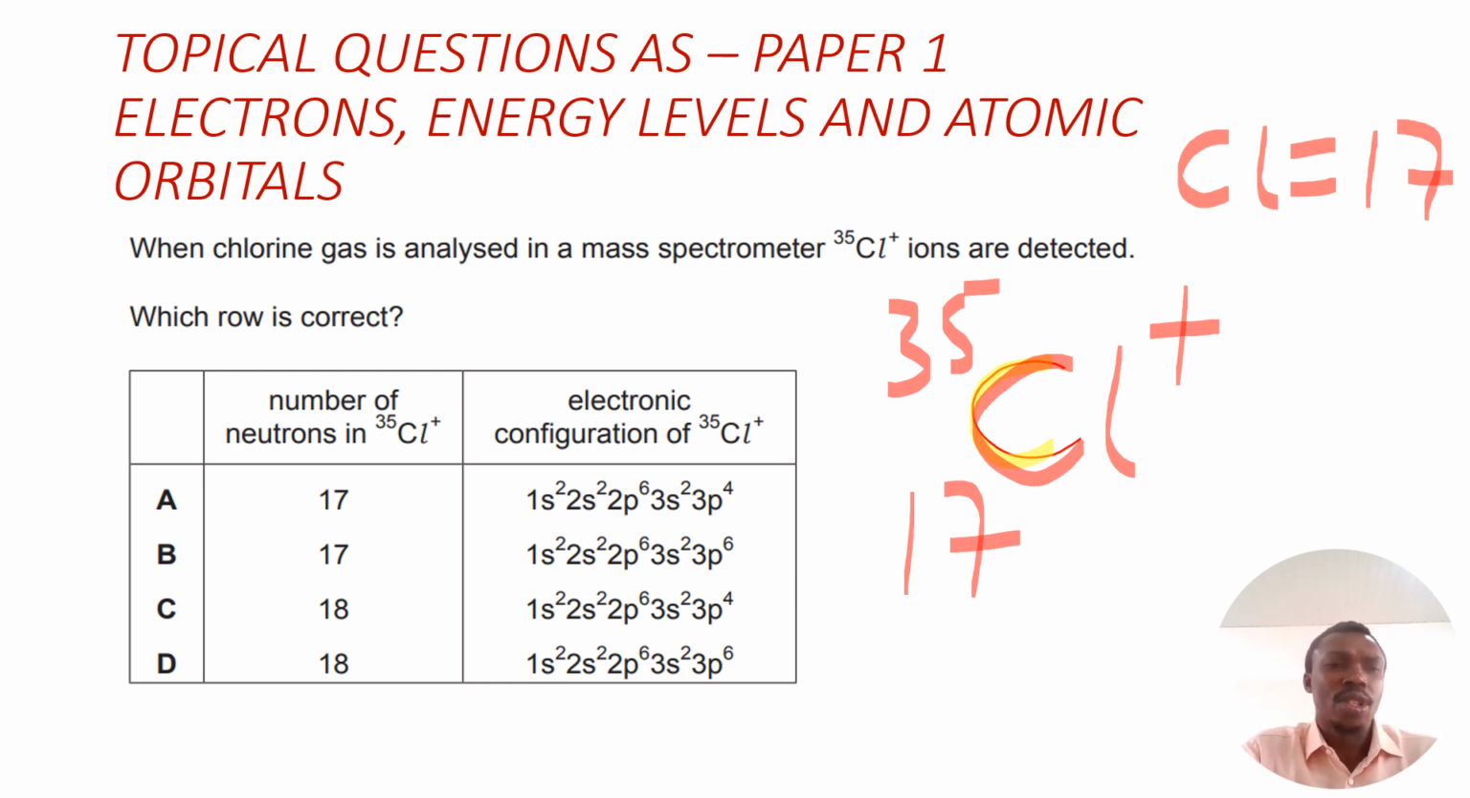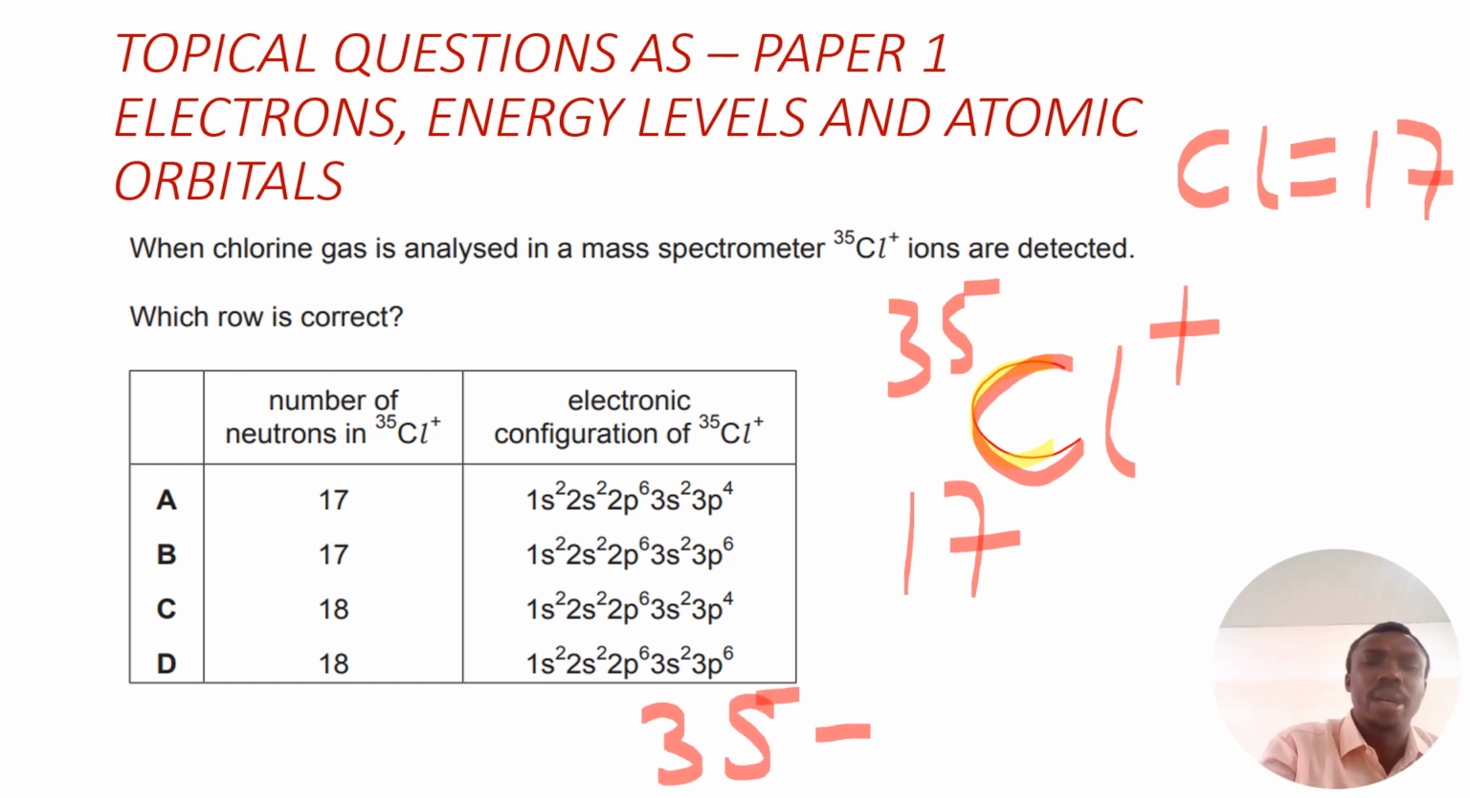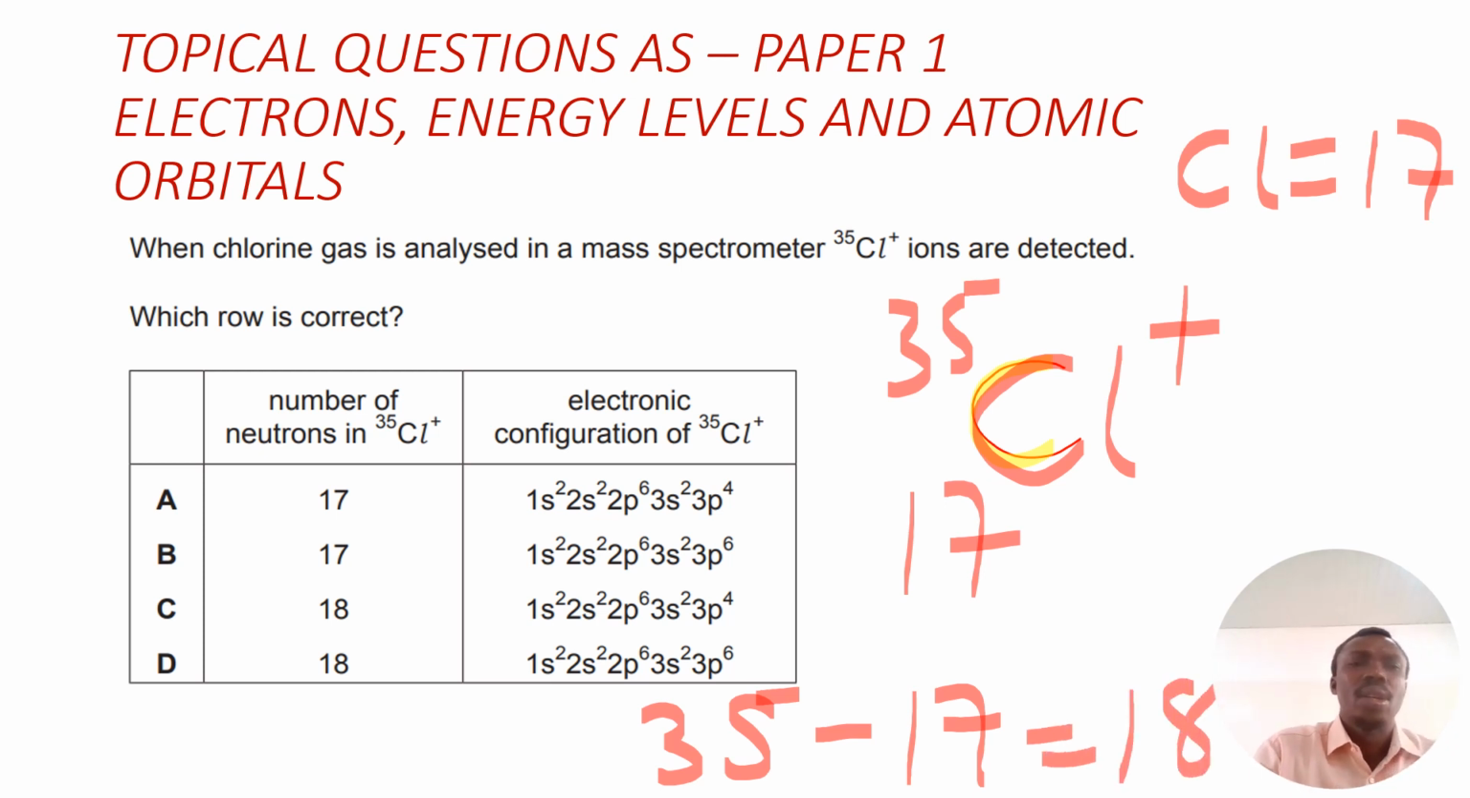Number of neutrons in chlorine 35. To calculate the number of neutrons, it is mass number, or nucleon number, minus what? Number of protons, which is the atomic number. 35, which is the mass number, minus the atomic number, which is 17. So 35 minus 17 is what? 18. So the number of neutrons is 18.